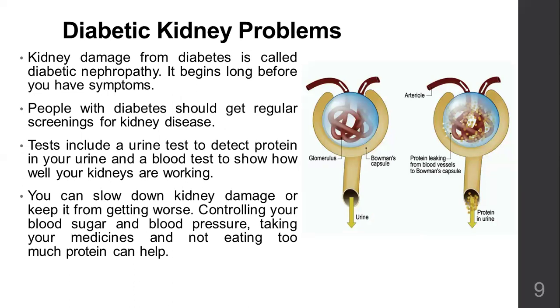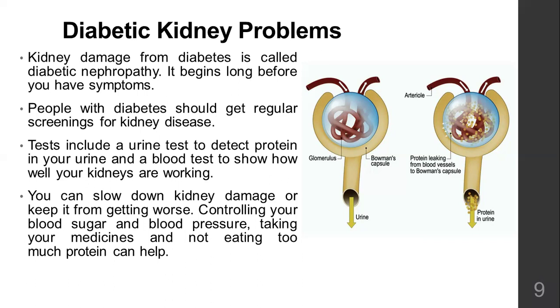Next is diabetic kidney problems. Kidney damage from diabetes is called diabetic nephropathy. It begins long before you have symptoms. Even those who are diabetic, it's said that every 6 months or at least once a year, you have to do a complete abdominal and pelvic sonography, just to be safe that there are no underlying disease conditions or inflammatory disease conditions that are beginning.